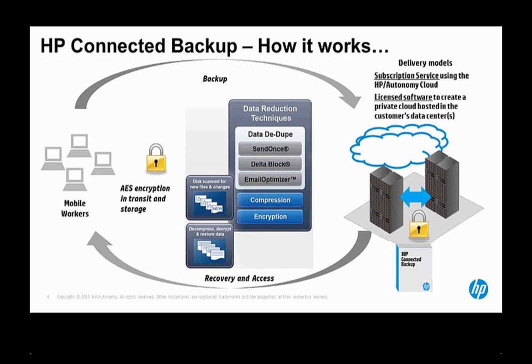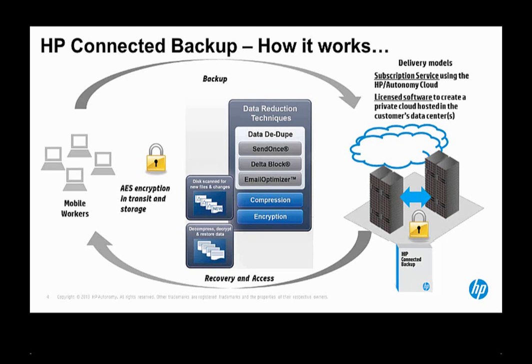Connected does a backup, it applies three very important optimizations. They're shown here in the center. They're called Send Once, Delta Block, and Email Optimizer. Those are our trademarked terms for them. We actually have underlying patents that govern these particular capabilities.